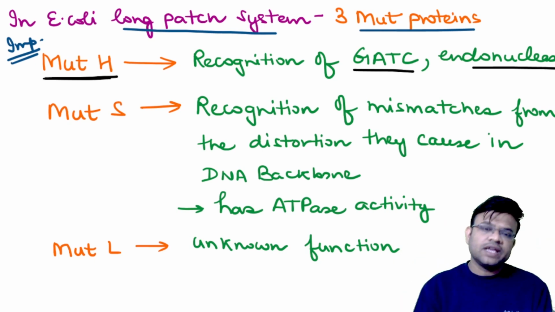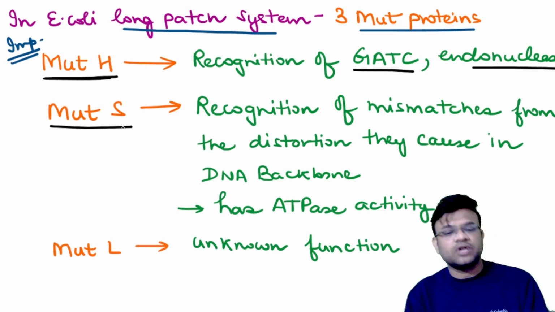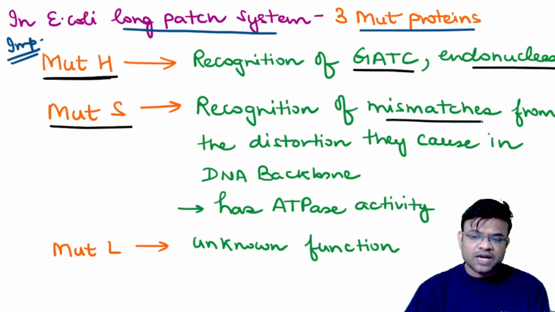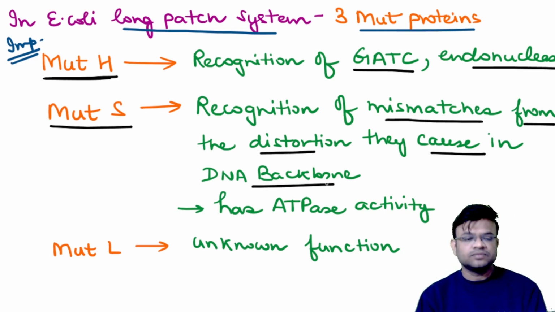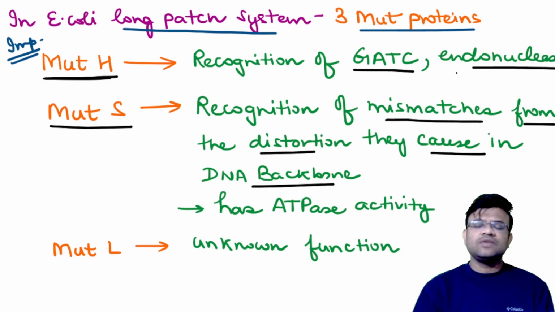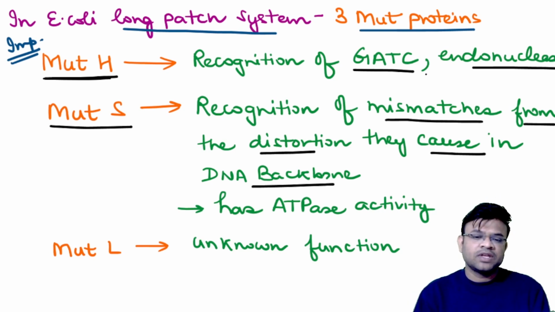Now coming to the next protein, which is called the MutS protein. What is the purpose of MutS? Recognition of mismatches from the distortion they cause in the DNA backbone. What I mean is, obviously GATC would be recognized by MutH. Now MutS, what function does MutS have?